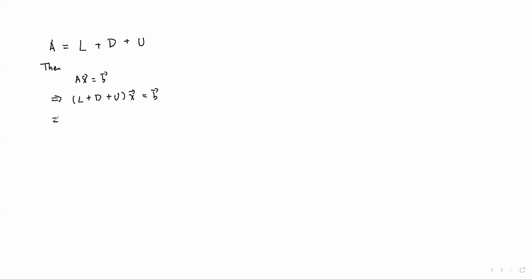Now rewrite this equation as Dx + (L + U)x = b. Then move the second term to the right side, and then move the diagonal matrix D to the right side. Then we have this equation.